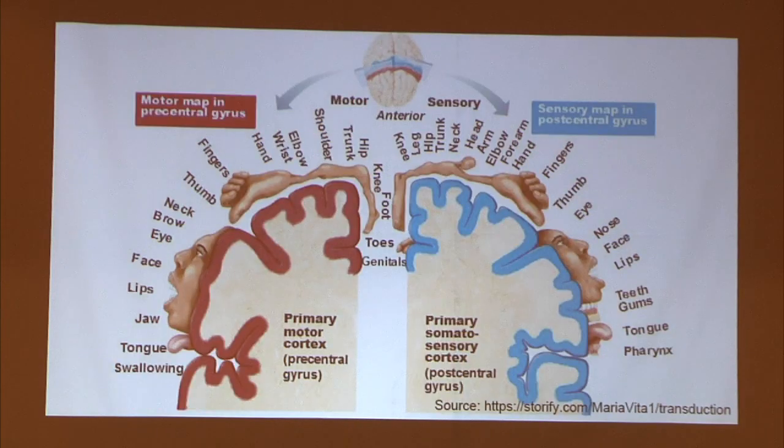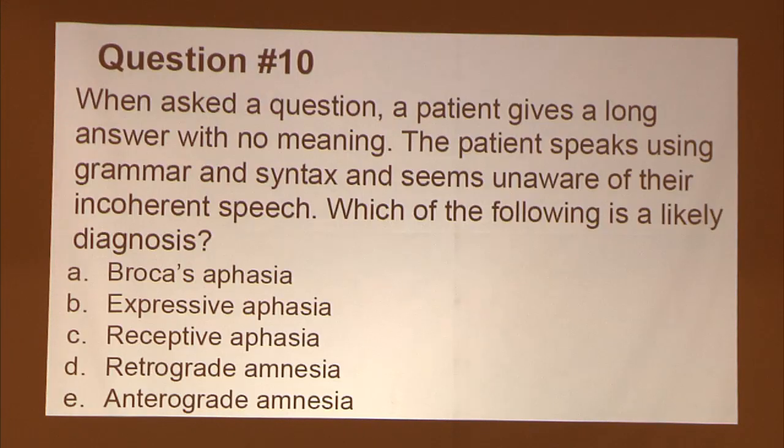Then we have somatosensory, about the touch and the mechanoreceptors. If the patient gives a long answer with no meaning, the patient speaks using grammar and syntax and seems unaware of their incoherent speech. Oh, incoherent, maybe that wasn't a very good way of saying that. The point was that they can answer and talk back, but they're just not making sense in what they're saying. So what would be the actual function?